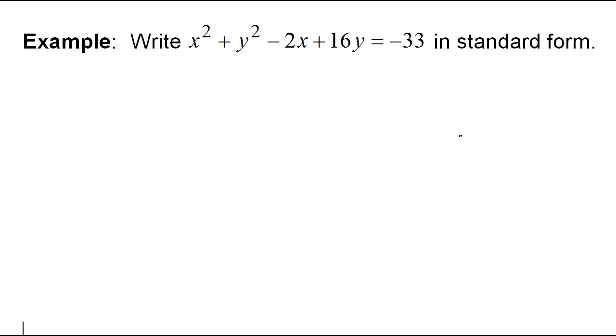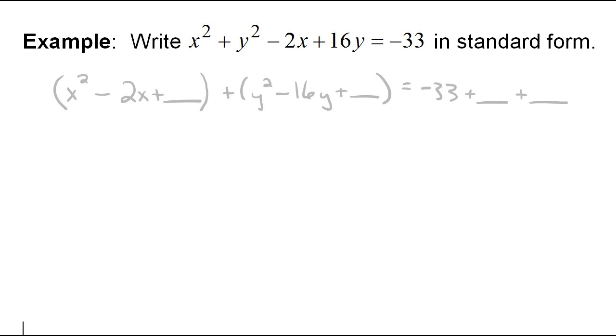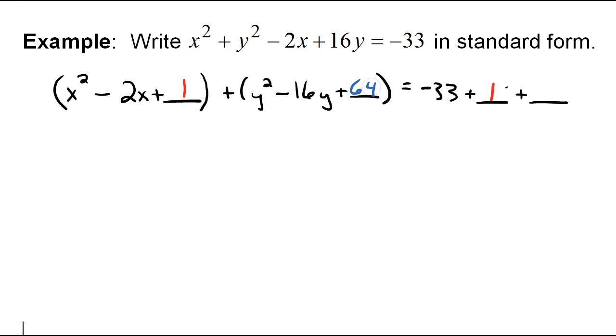Okay, let's do one more example with circles. Here I have the equation x squared plus y squared minus 2x plus 16y equals negative 3. I'm going to put that in standard form by grouping the x's together, the y's together, and completing the square twice. Okay, to complete the square here, I take half of this and square it, and I get a 1, so I put a 1 over here as well. For the second one, take half of negative 16 and square it. 8 squared is 64, so I'll put a 64 over here. I'm going to factor both of these and clean this up a little bit.